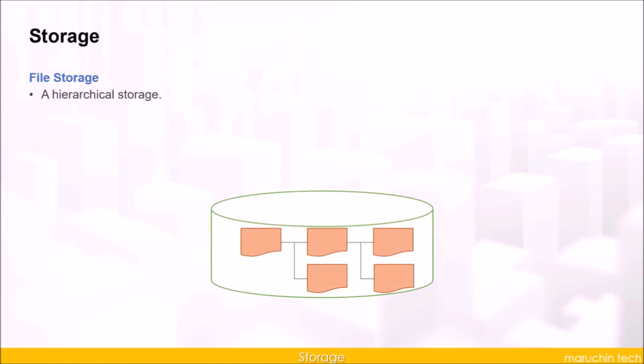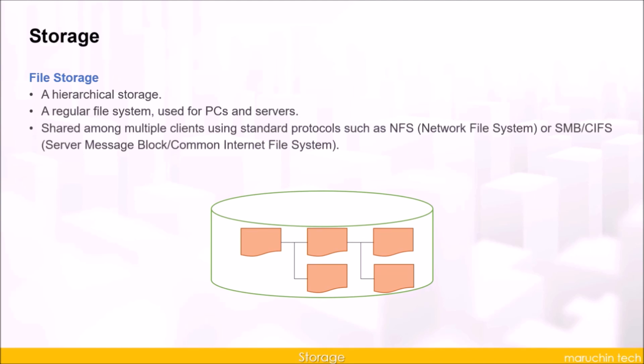And file storage is the hierarchical storage used for organizing data files. It is used for regular file systems, personal computers, and servers. This is probably the storage type you are most familiar with, at least it's the most widely adopted consumer product. It can be shared among multiple clients using standard protocols such as NFS or SMB. And in Azure, you can use Azure File Storage.